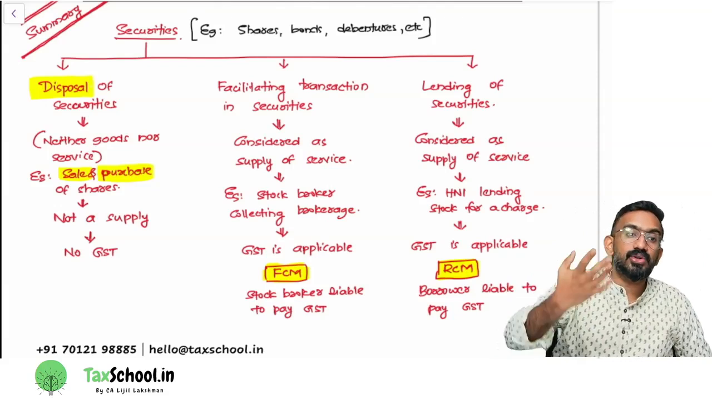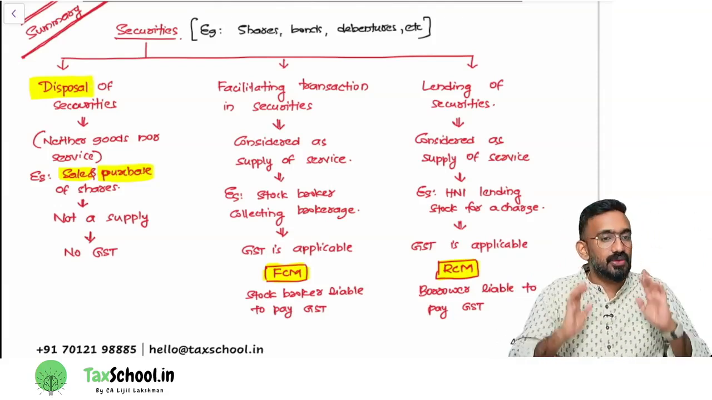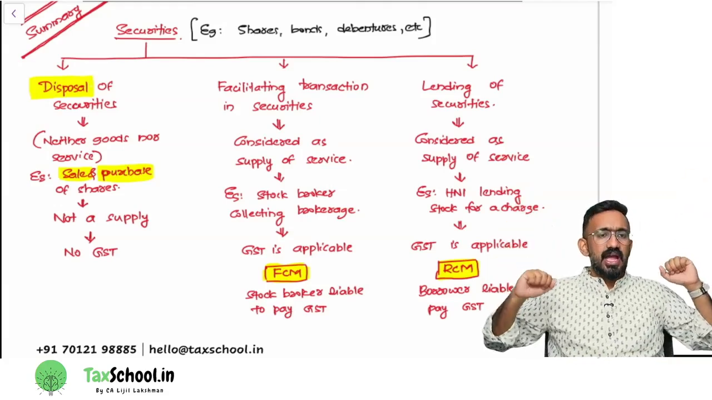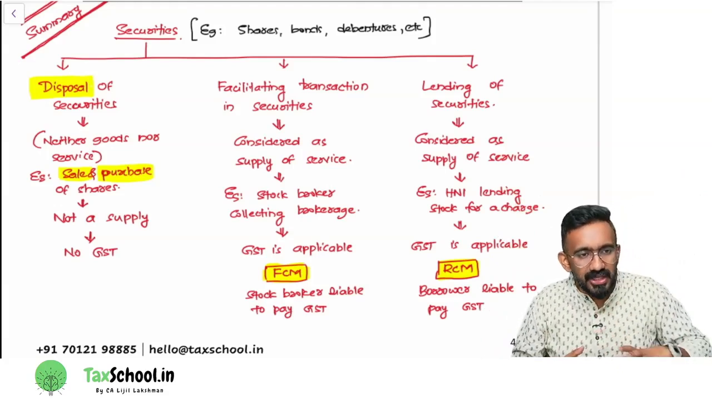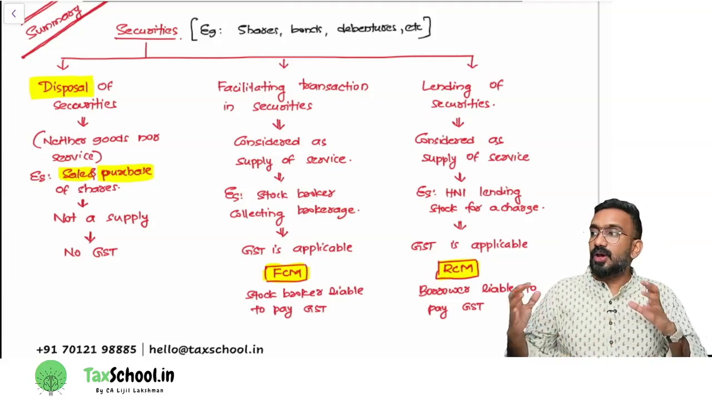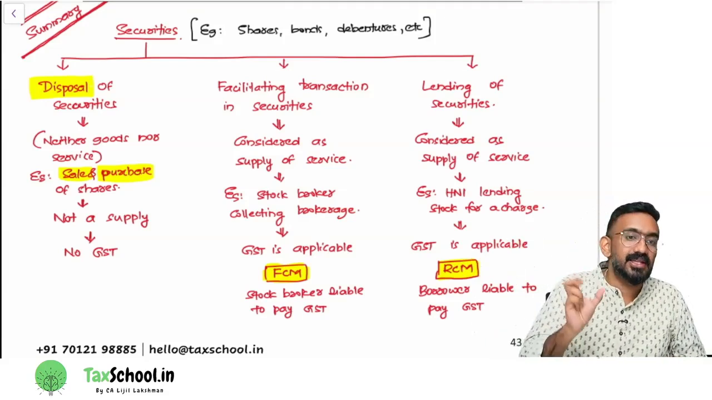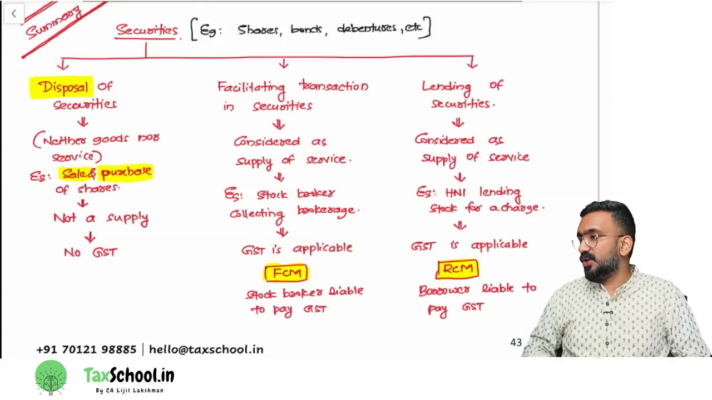Now there is one more transaction which is considered to be a service in securities, which is lending of securities. As a high net worth individual, I have 10,000 shares, and I can lend the securities for a fee to somebody to create a financial transaction and get additional revenue for me. So if you are a high net worth individual who has lakhs of shares, you can lend the securities. This is also treated as a service in GST. That's the third activity that you can see here.